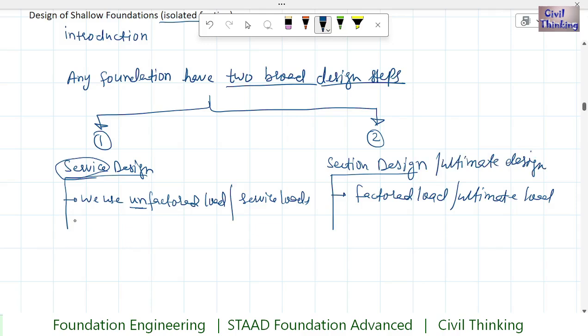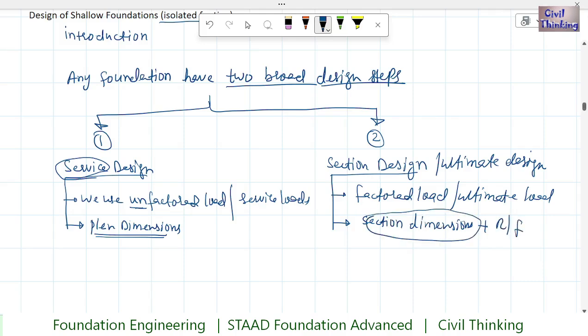Okay, now in the service design, we generally get the dimensions which are visible in the plan. Okay, so I can write plan dimensions. When we design, we get the plan dimensions. Okay, what are the plan dimensions needed for our foundation? And in the ultimate design or section design, we get the section dimensions. Okay, besides that, we also get the reinforcement. Since we get the section dimensions, that is why we have this name here, section design.